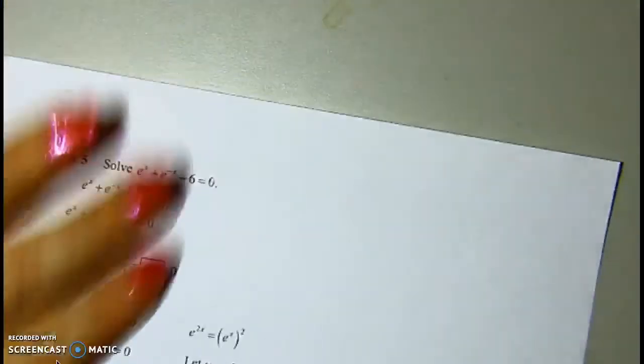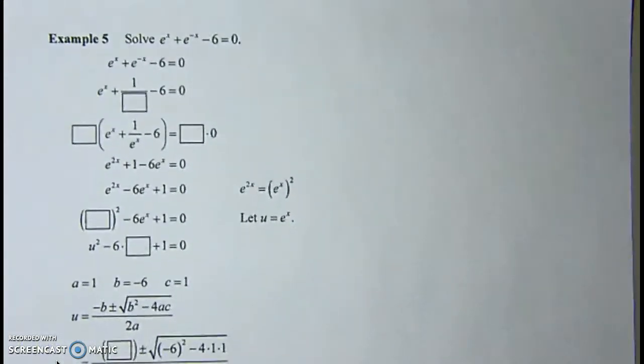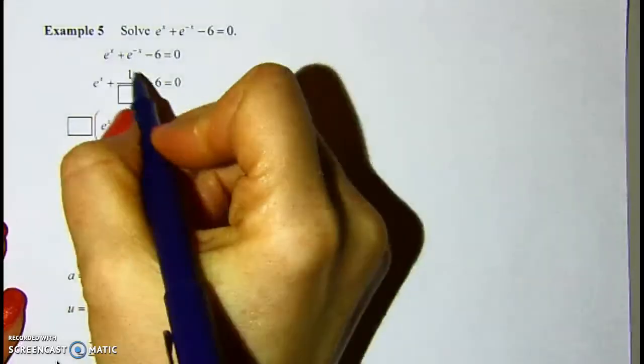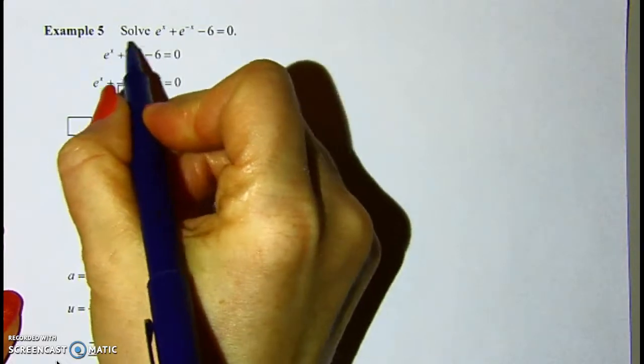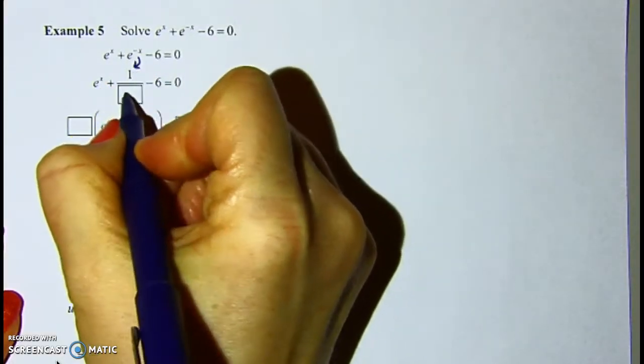Now they can get a little more complicated. Here I have e to the power of x plus e to the power of negative x minus 6 is 0. What we're going to do first is write this value using a positive exponent. I have a negative exponent, so if I move it to my denominator, it becomes positive.